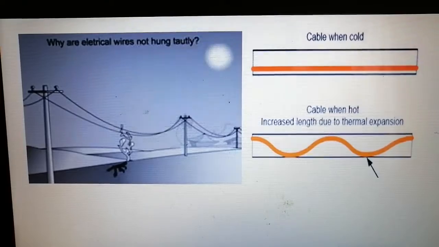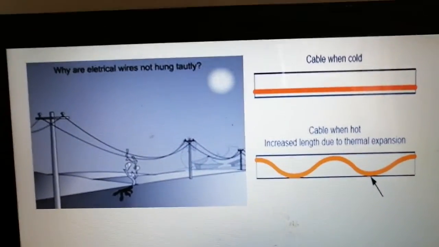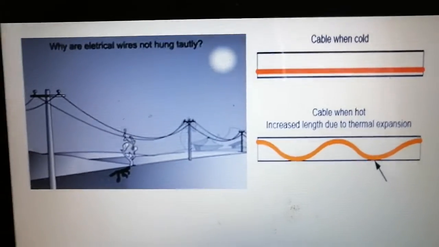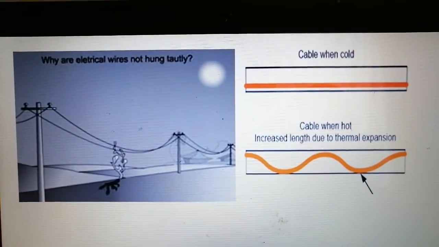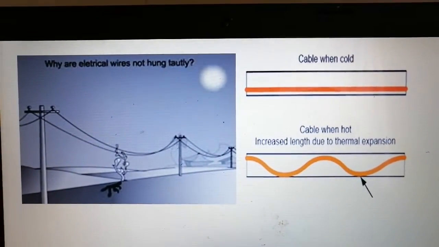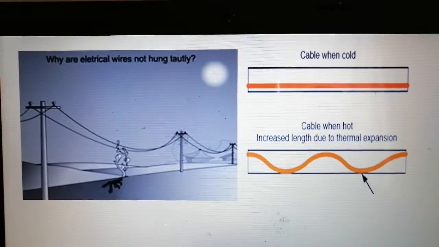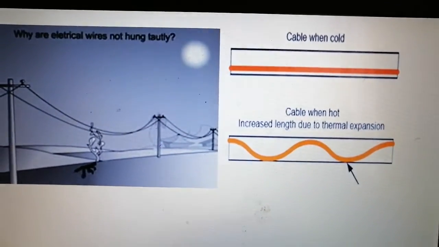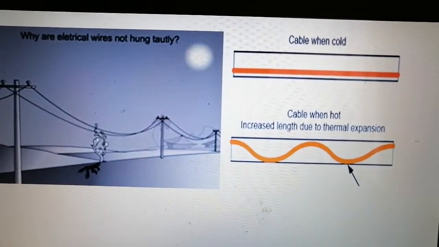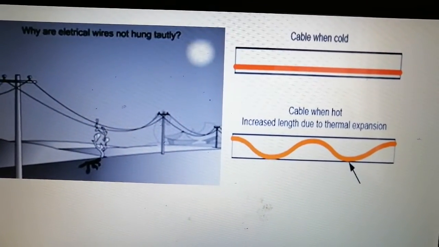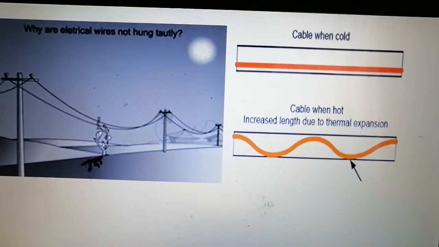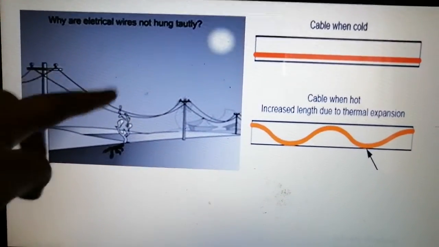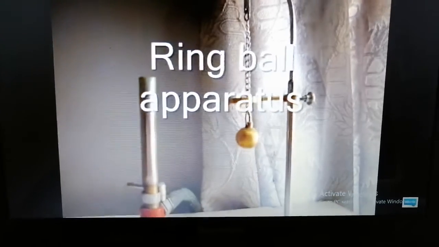The third example is the electrical or phone line. When you look at the pole, you will see that on a cold day the cable will be a straight line like this. But on a hot day, for example in the afternoon, the cable is not straight, it has a shape like this.